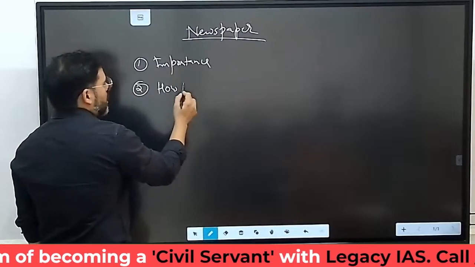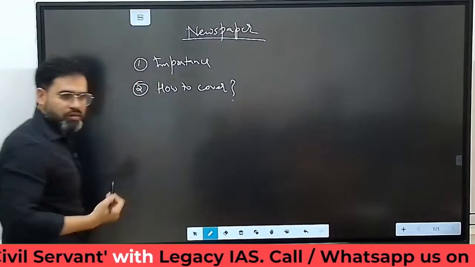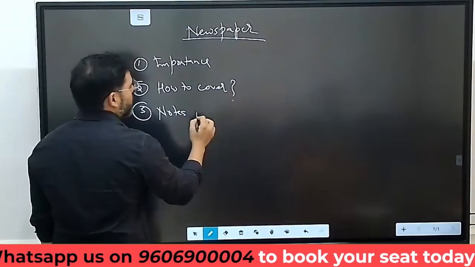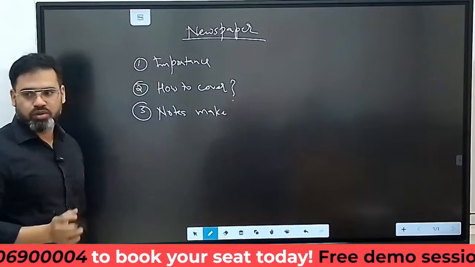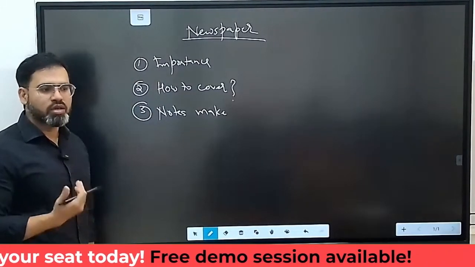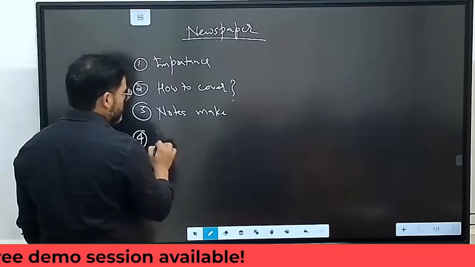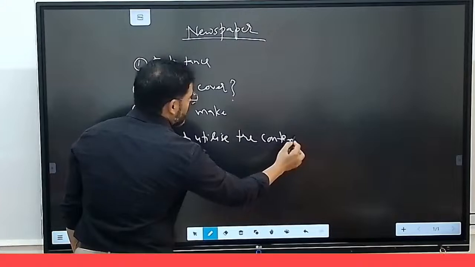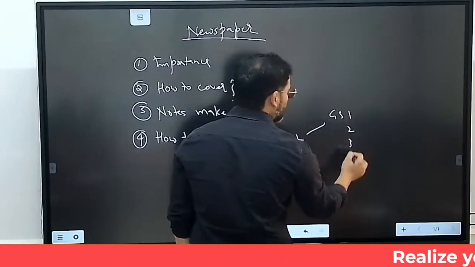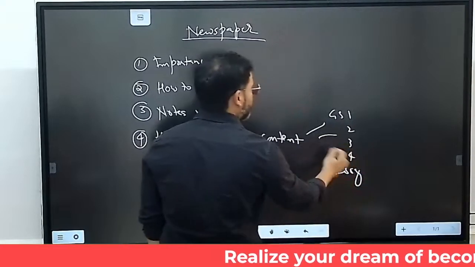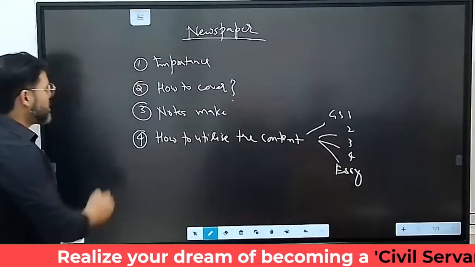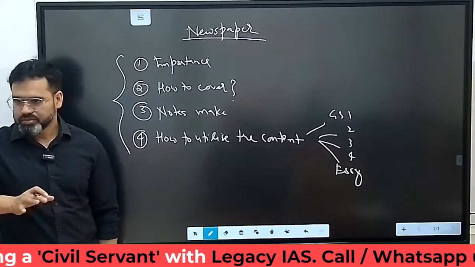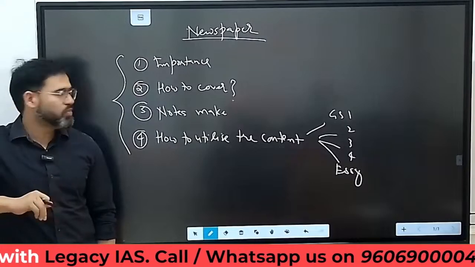And the third important thing that we are going to read is note taking. Whether we need to make notes or not. When we are reading the newspaper, whether we need to make the notes or not. And fourth is how to utilize the content of the newspaper for your various papers like GS paper 1, 2, 3, and 4, and then one essay paper also. How to utilize that content. So these are the major questions regarding the newspaper. Any other question that comes to your mind regarding the newspaper? These are the major questions that we need to read.